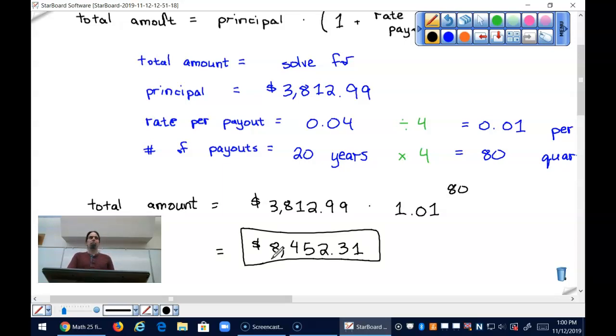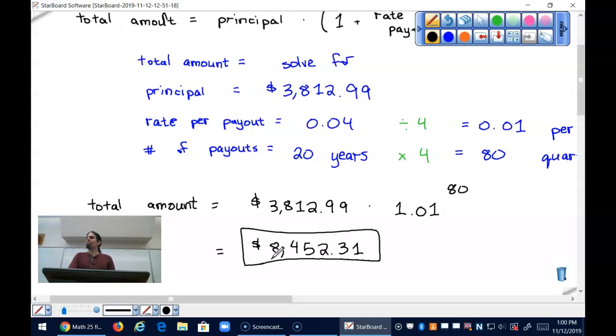I'm confused about the 3,812.99 times 1.01. Because then there's that 80 up there. That's the exponent. You do the y to the x key, and then 80. Okay. Yep. Do you get why it's 80? Because I just now realized what I had been doing wrong.